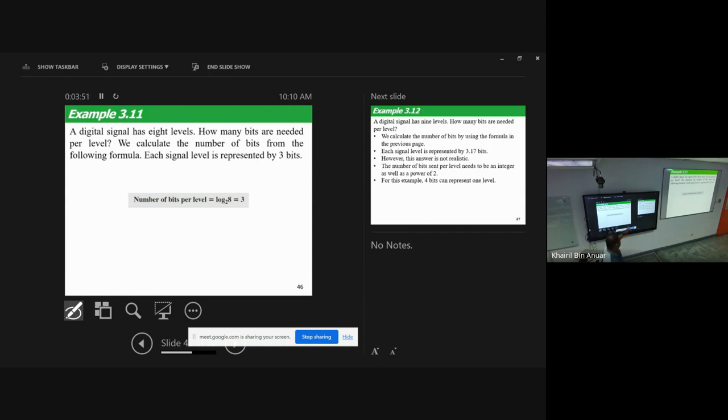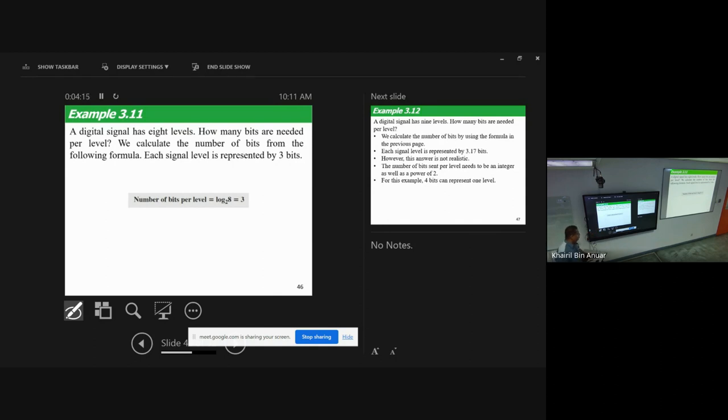Okay, so here, the number of bits per level is represented by log 2 of 8, or log 2 of the number of levels. So the number of levels here is 8. So you need to know the number of bits that we use, which is log 2 of 8, so you will get 3.